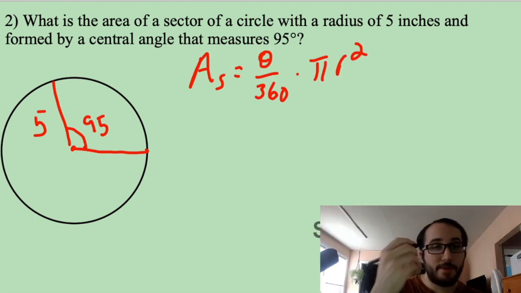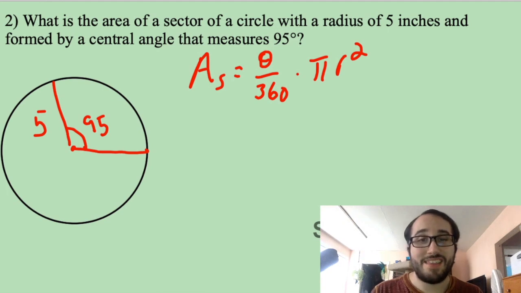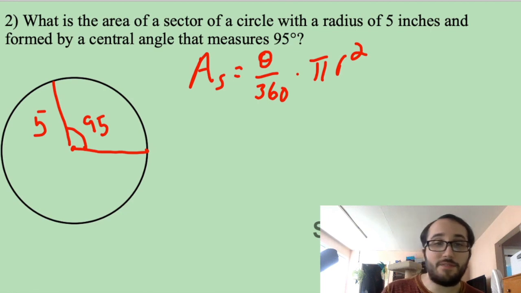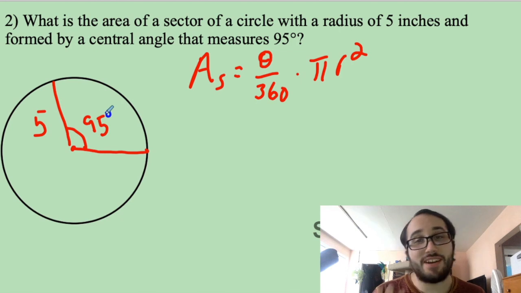Alright, so we got our picture. I labeled my picture. Now I just need to substitute in for theta and r. Our theta, or our central angle measurement, is 95 degrees. And our radius is 5. I'm going to substitute that in and solve.